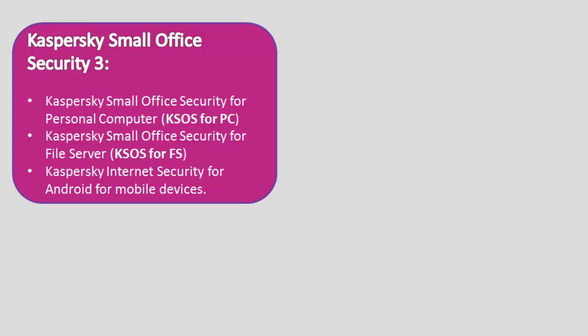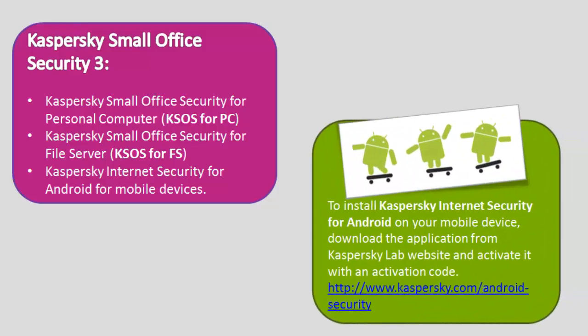Kaspersky Small Office Security 3 package includes Kaspersky Small Office Security for personal computer, Kaspersky Small Office Security for file server, and Kaspersky Internet Security for Android for mobile devices. To install Kaspersky Internet Security for Android on your mobile device, download the application from the Kaspersky Lab website and activate it with an activation code.